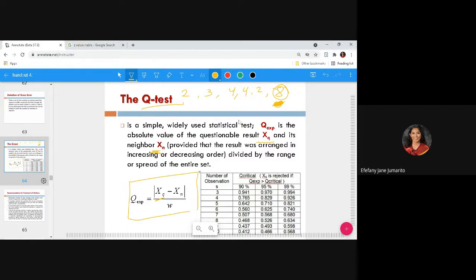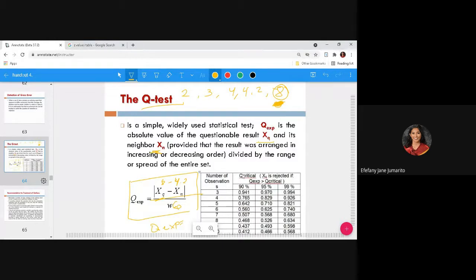So what is xn? 4.2, ma'am. Okay, so we have 8 minus 4.2. Now divided by w. W is your spread. Spread is your highest value minus lowest value. So what is the highest value? 8 minus 2, so W is 6, ma'am. Okay, 6. All right, so what is QEXP?